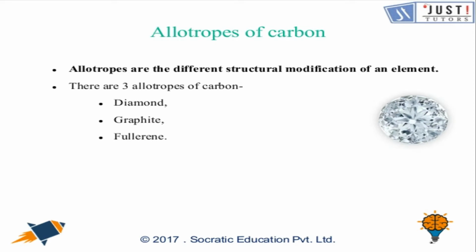Now allotropes. Allotropes are different structural modifications, meaning the same element but in different forms. So in the case of carbon we have diamond, graphite and fullerene. We will discuss that. Let's move on.